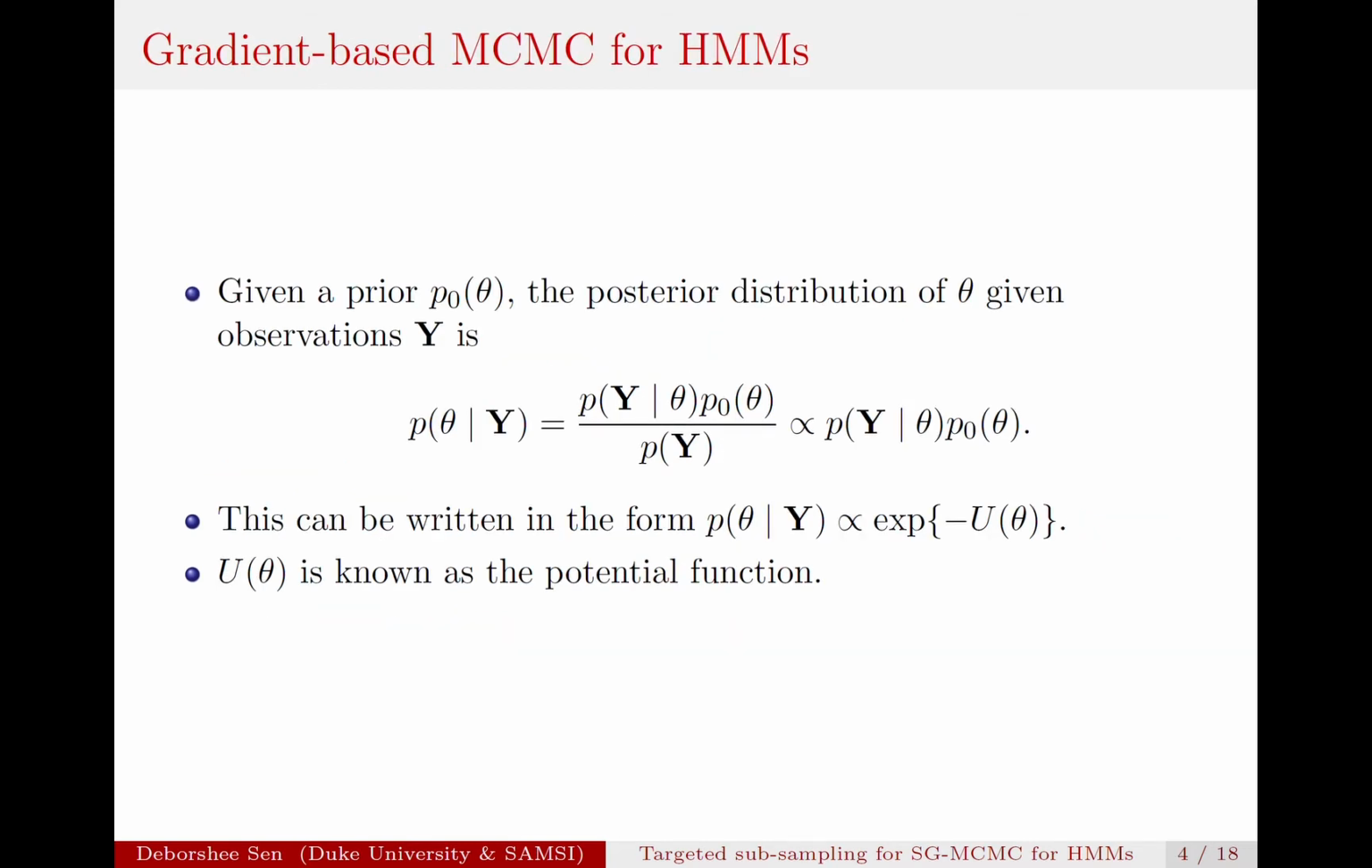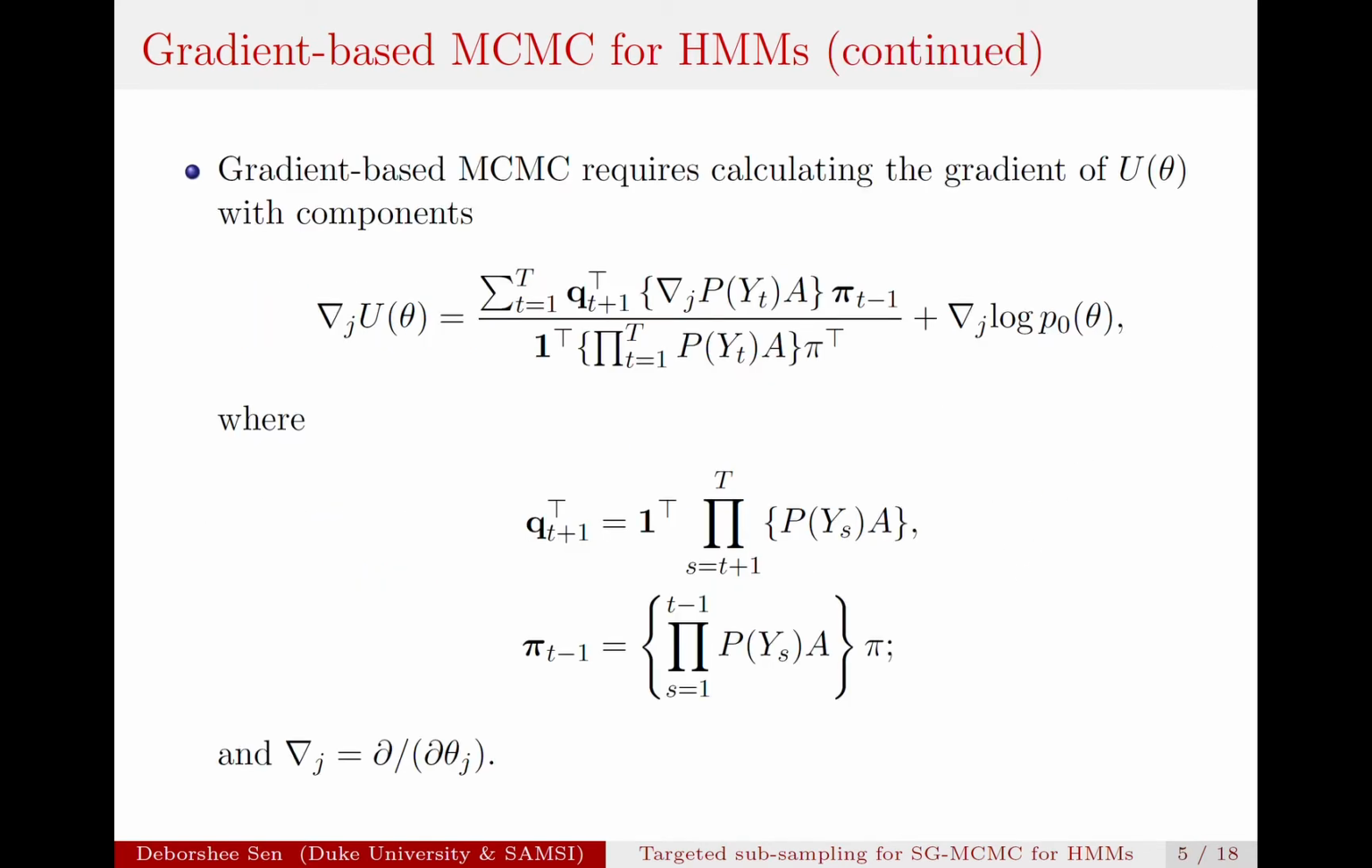So we're interested in Bayesian inference. Given a prior P0, the posterior is just the likelihood times the prior, which can be written in the form e to the minus U of theta, where U of theta is known as the potential function. So gradient-based MCMC depends on taking gradients of this potential function, which is what we'll talk about next. Okay. So essentially you need to calculate the gradient of U of theta, which has these components.